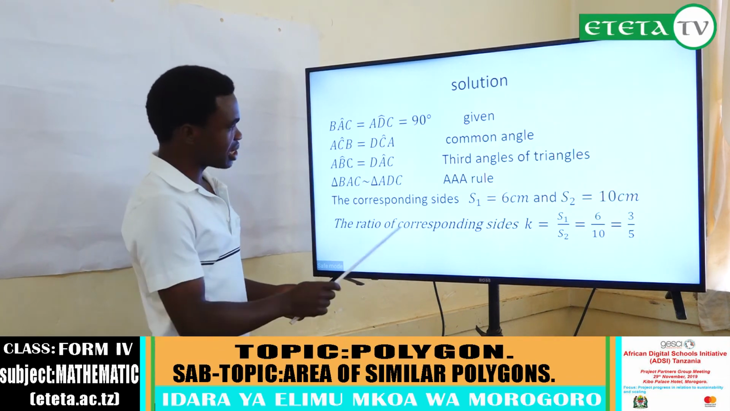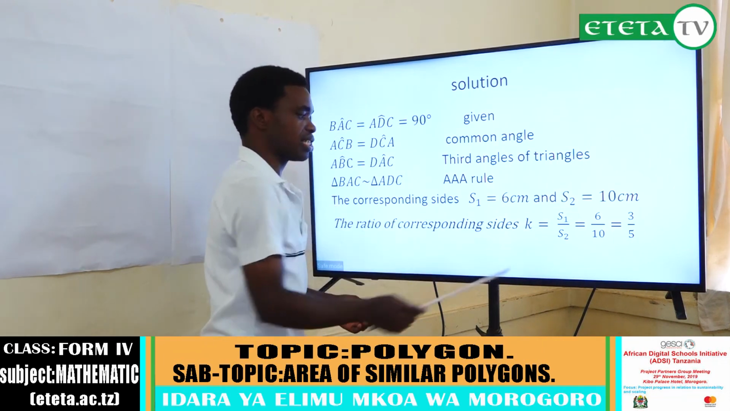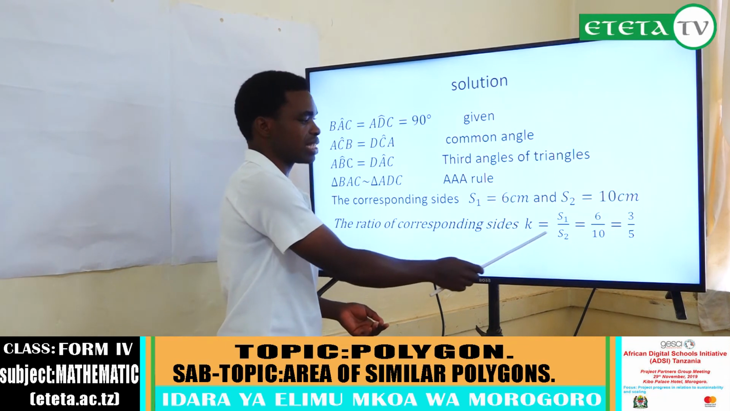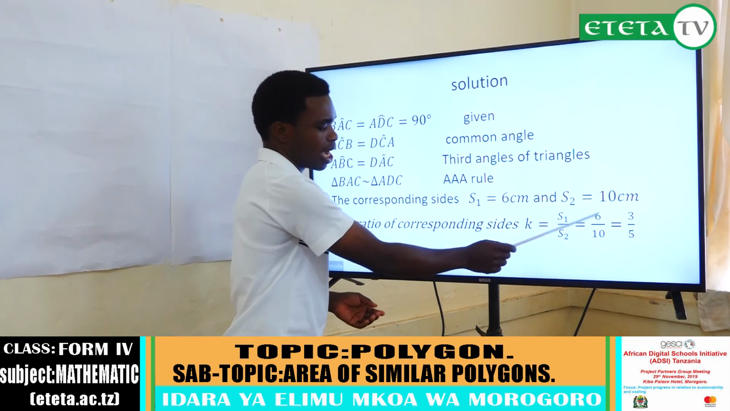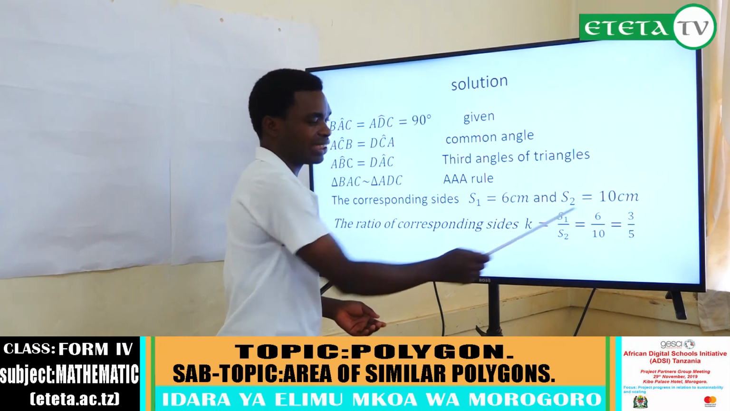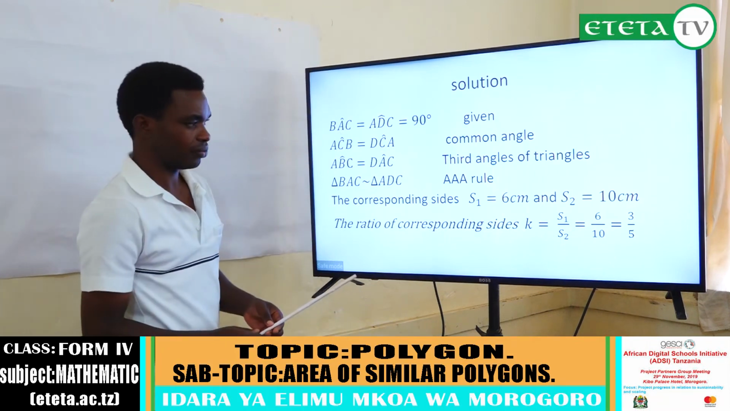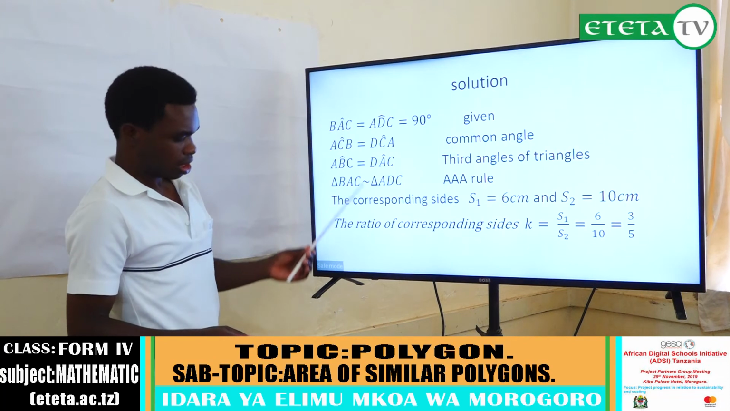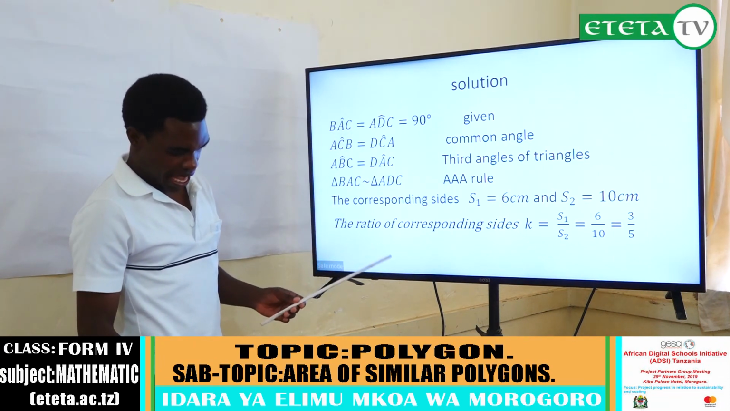Now, as we said, S1 is 6 and S2 is 10 centimeter. Therefore, finding the ratio of the corresponding sides, it will be this one over this one. Substituting, it will be 6 over 10. Simplifying, you get 3 over 5. That one is the ratio for the corresponding sides of the given similar triangles.